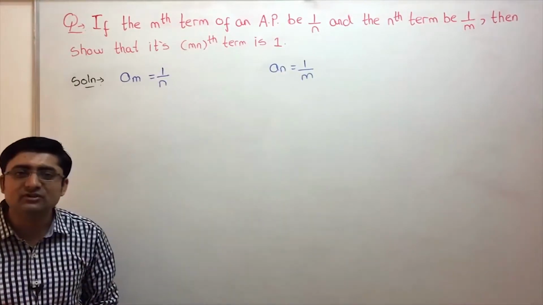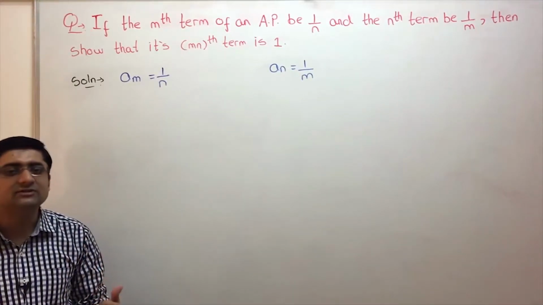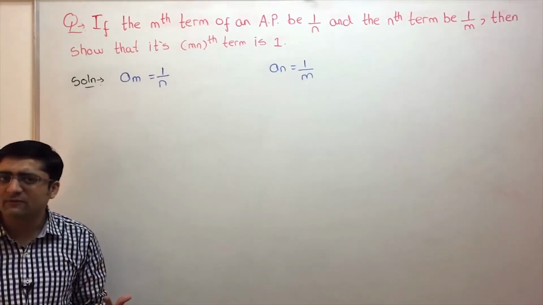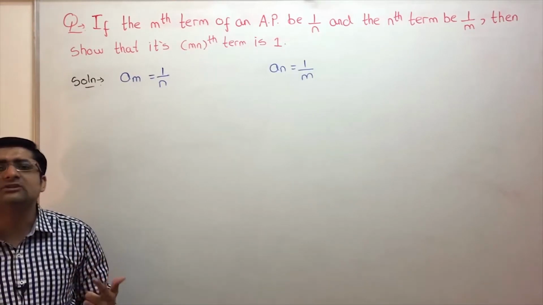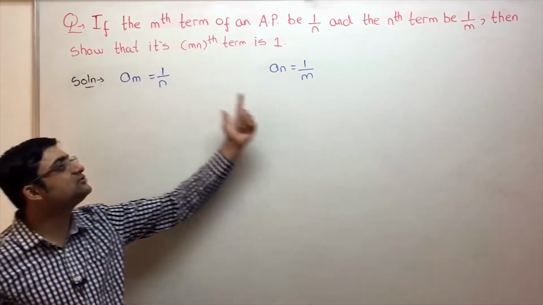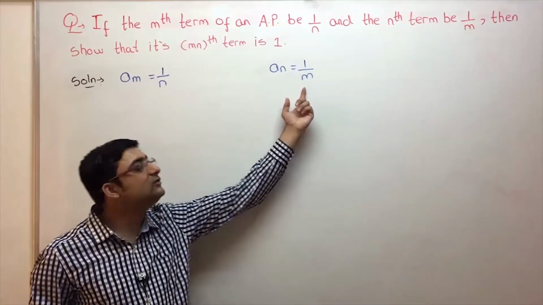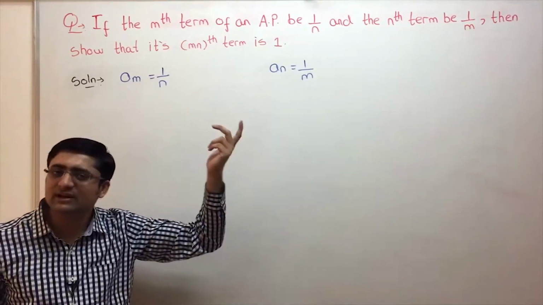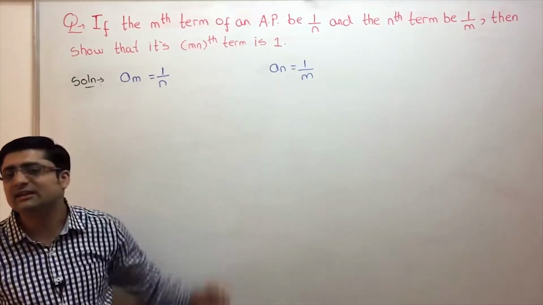Now see, an AP is uniquely determined by two things, first term and common difference. So how many variables? 2. To get 2 variables, how many equations do I need? 2. 2 equations means 2 conditions. See, we're given 2 conditions over here. So all we have to do is just solve these 2 conditions for A and D. Once we have A and D, we can get any term we want.